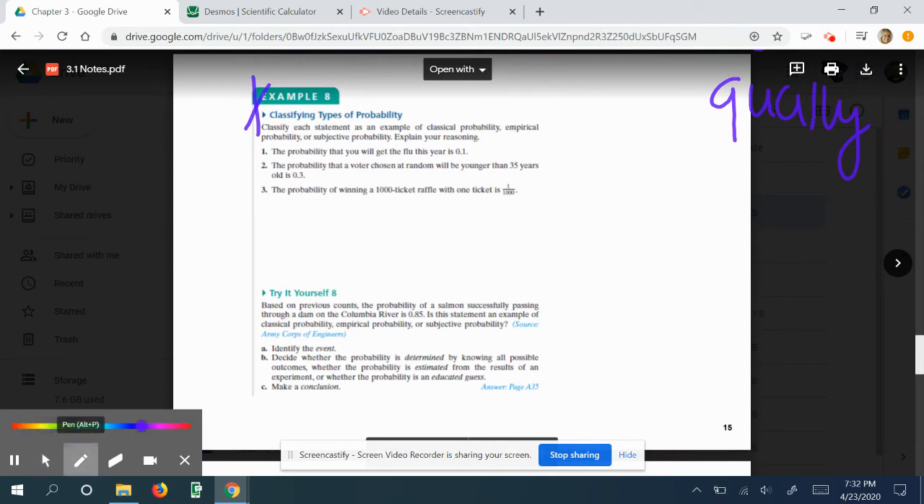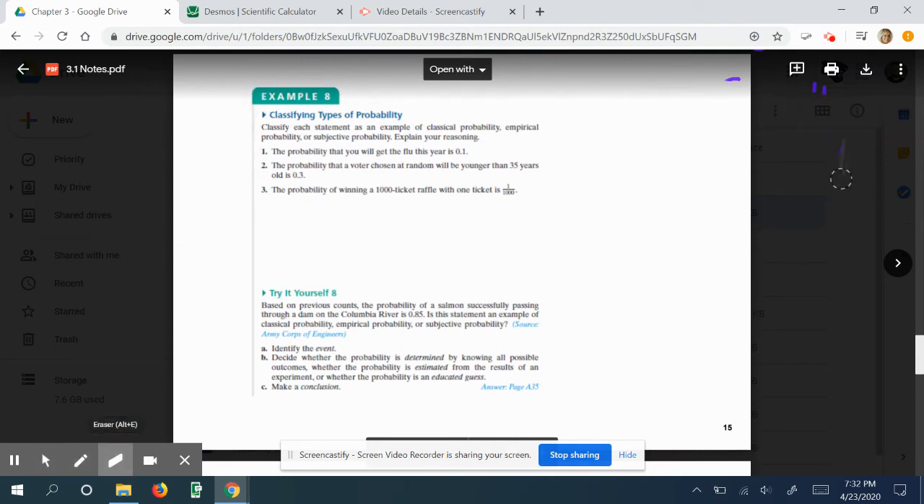All right, so let's look at that. You'll notice I have to erase some stuff up here. Okay, example 8. Example 8 says this. It says, classify each statement as an example of classical, empirical, or subjective probability and explain your reasoning. Okay, so I'll write down what they are, and then we can talk about it. So it says the probability that you will get the flu next year is 0.1, which would be like 10%, right? Now, what do you think that is?